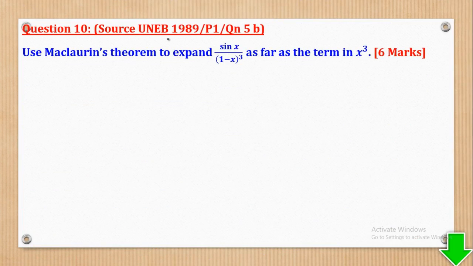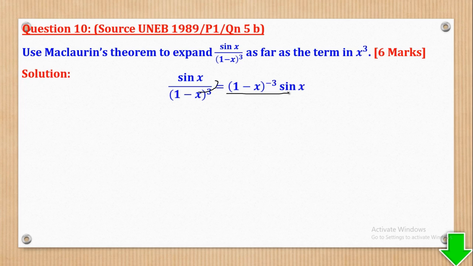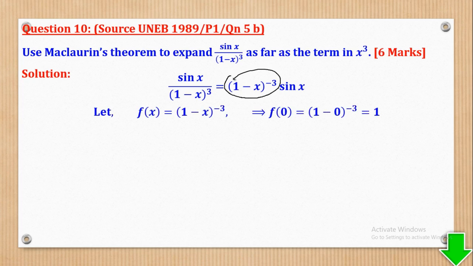Then question 10 came from UNEB 1989, paper 1, question 5b, and says, use Maclaurin's theorem to expand this as far as the term in x cubed. Now this is the quotient and it may be a little difficult to expand. So what we do, we use the rules of indices to bring this denominator up to become this. The reason is because the product is easier to expand. So we are going to expand term by term. We're going to first expand this one alone, then also expand this one alone using the same method of Maclaurin's theorem. So let f(x) be this first term.